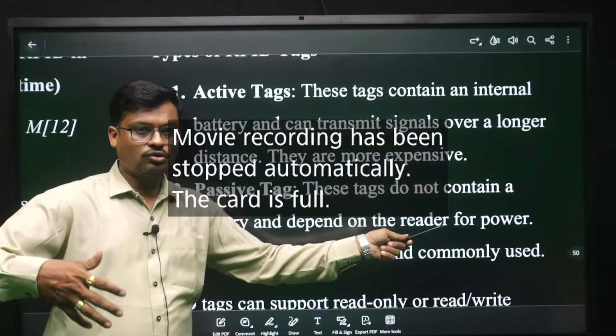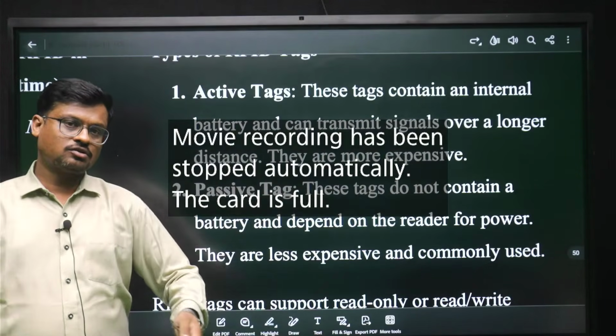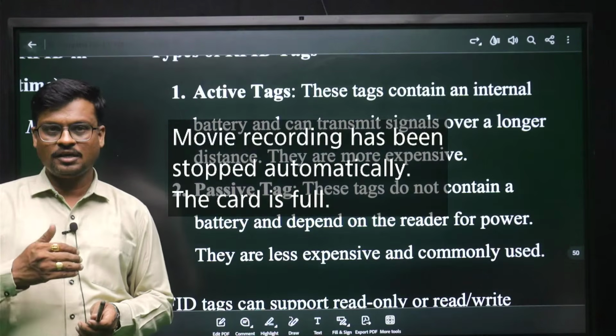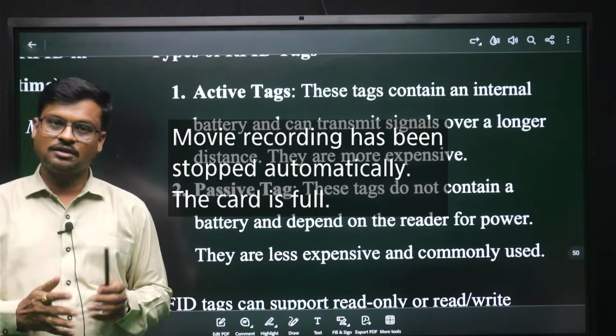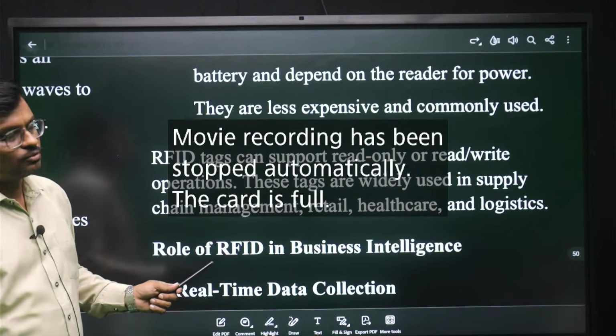If the reader is close to me and is able to get the signal, I'll send the signal. If the reader, the antenna, is not close to me, my tag is not able to send the signal. That is passive. They are less expensive and most commonly used.